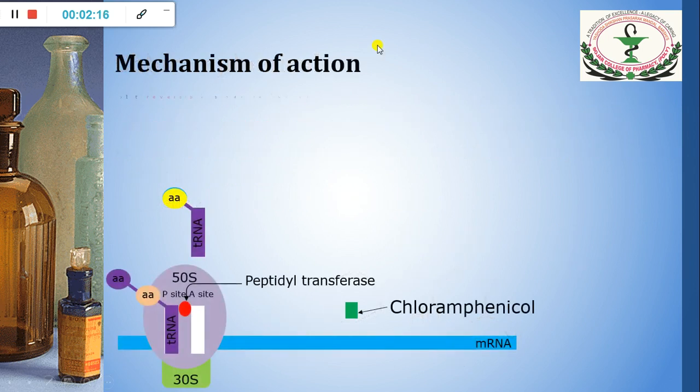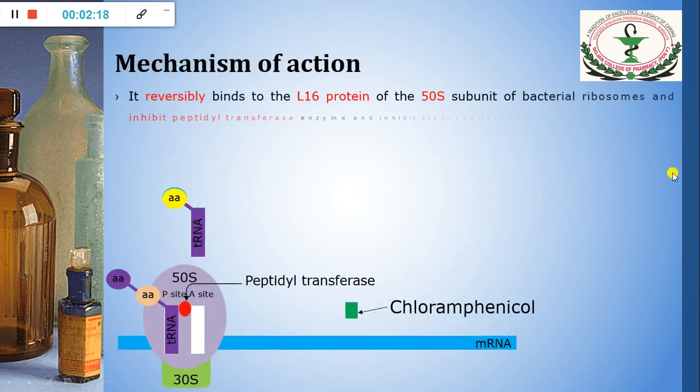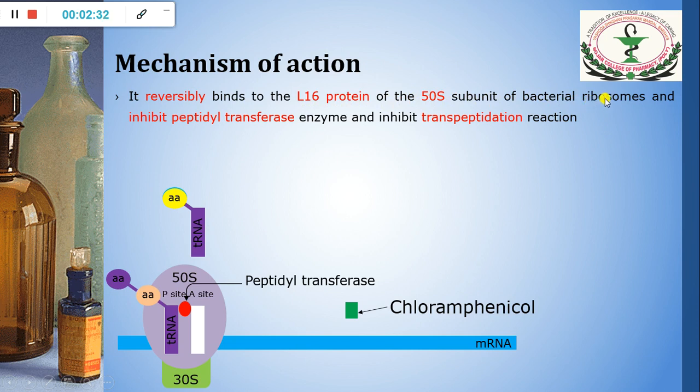Next, mechanism of action. Chloramphenicol reversibly binds to the L16 protein of the 50S subunit of the bacterial ribosome, and it will inhibit the peptidyl transferase enzyme and inhibit the transpeptidase reaction.